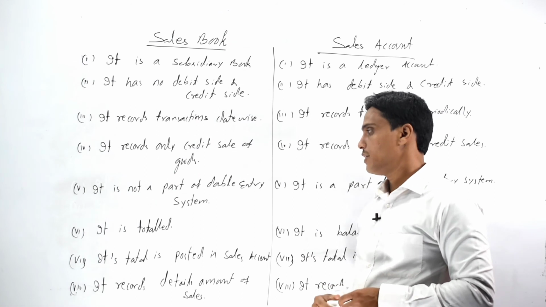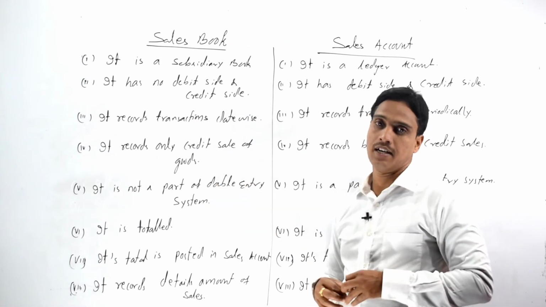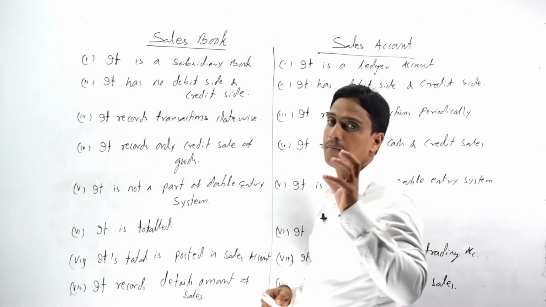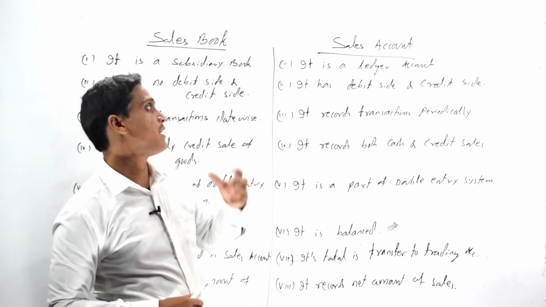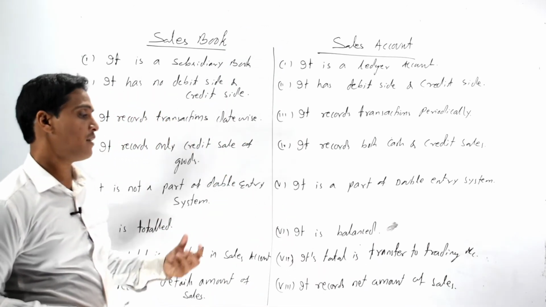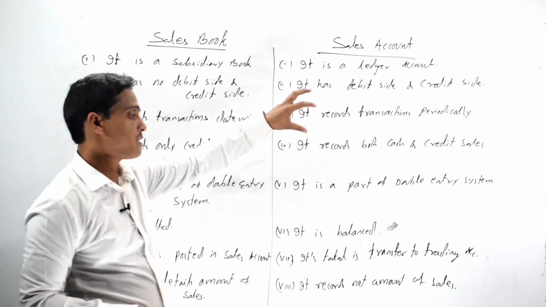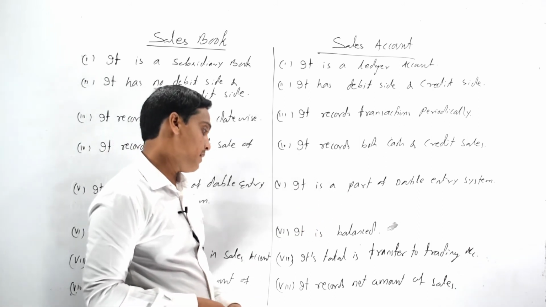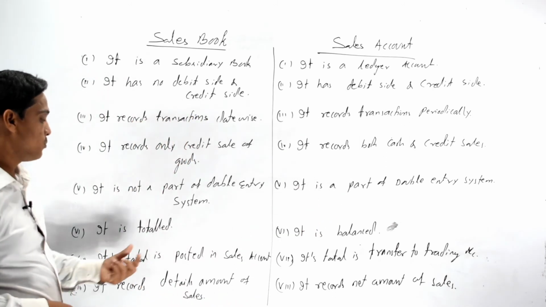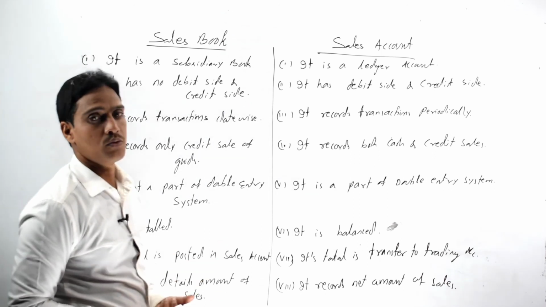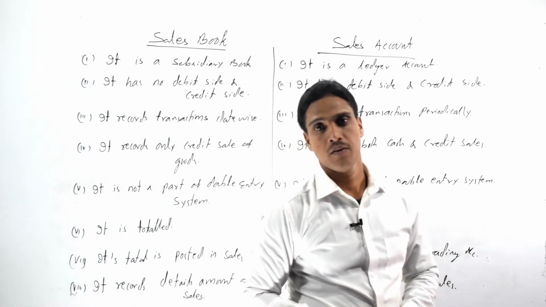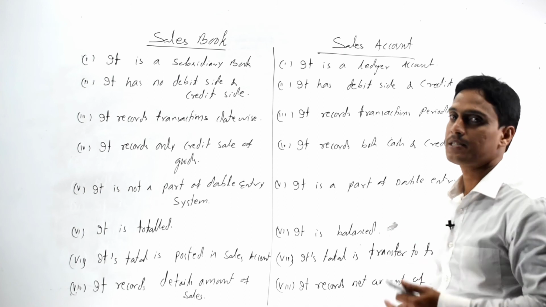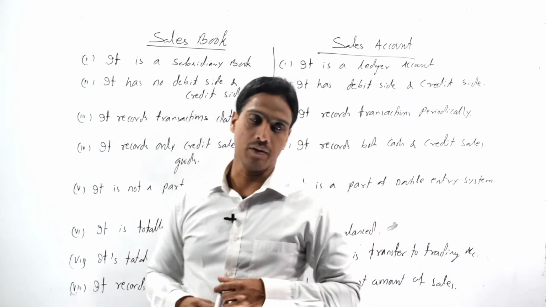Sales book is not a part of the double entry system, whereas our sales account is a part of our double entry system. Generally, sales book is totaled at the end, whereas our sales account is balanced at the end of a particular period. Our sales book total is posted to the sales account, whereas the total of the sales account is transferred to our trading account.